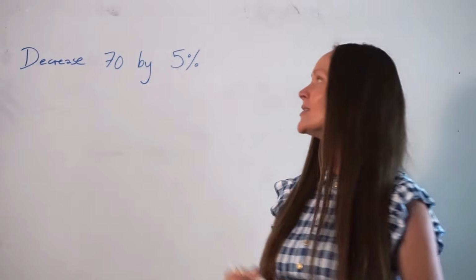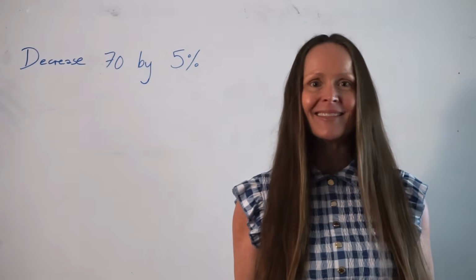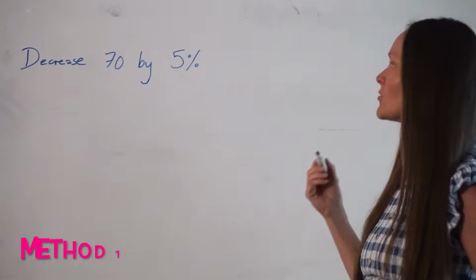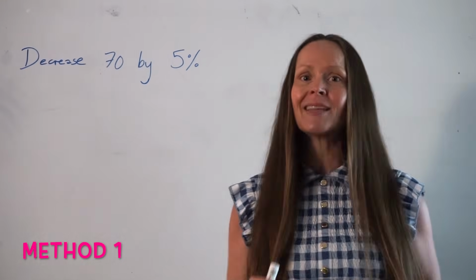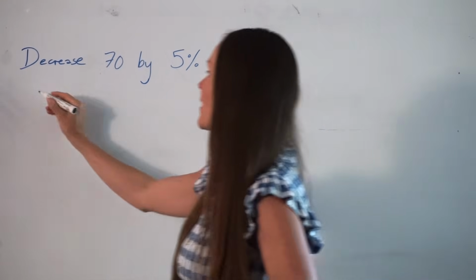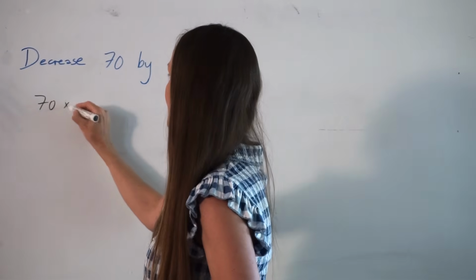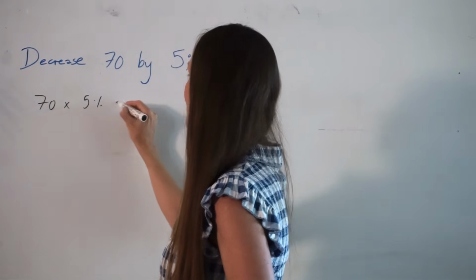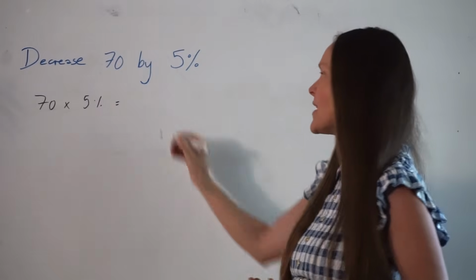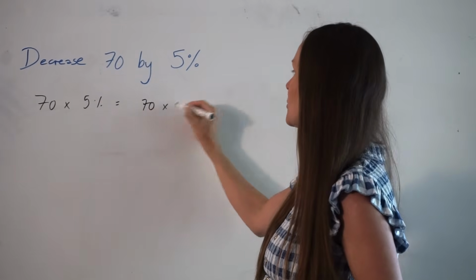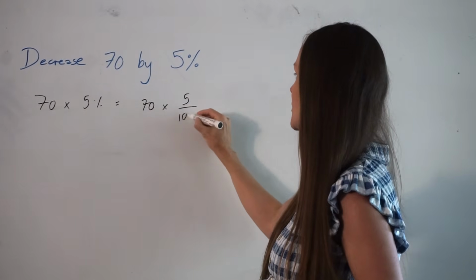I'm going to show you how to decrease 70 by 5%. So in my first method, I'm going to start by working out what 5% of 70 is. To do that, I have to multiply them together. So 70 multiplied by 5% is the same thing as 70 multiplied by 5 out of 100.